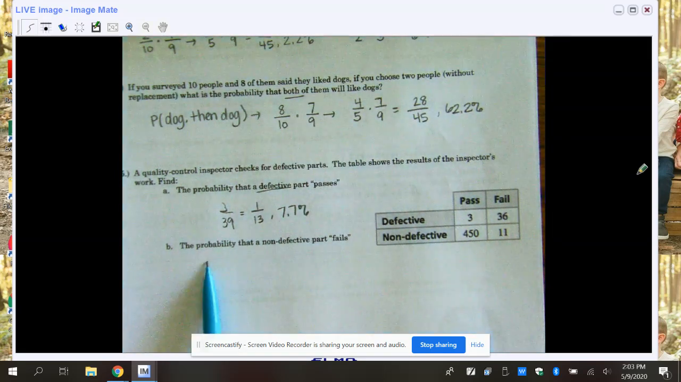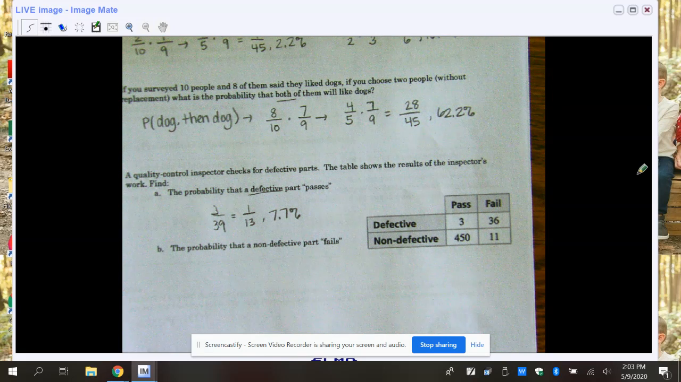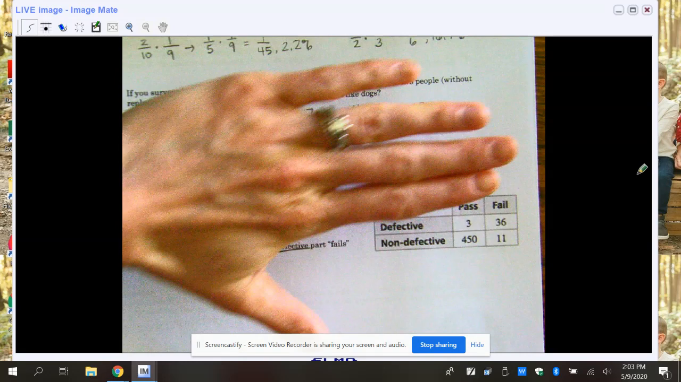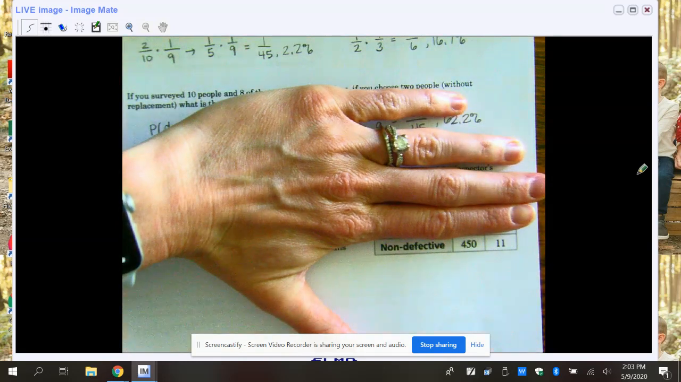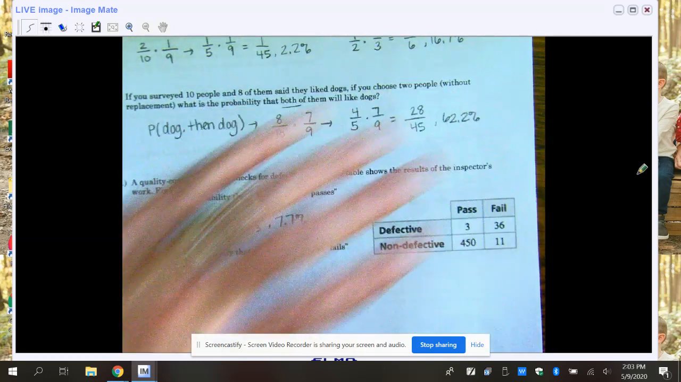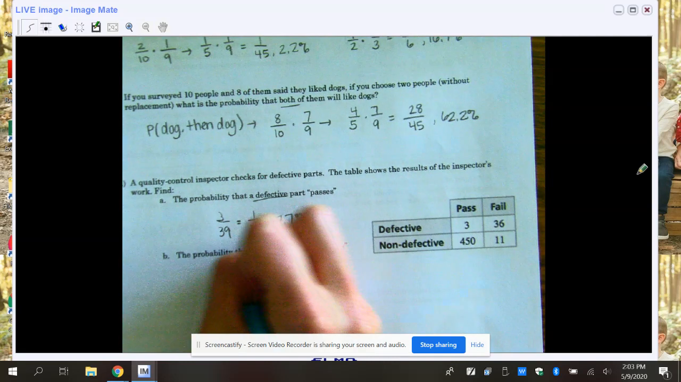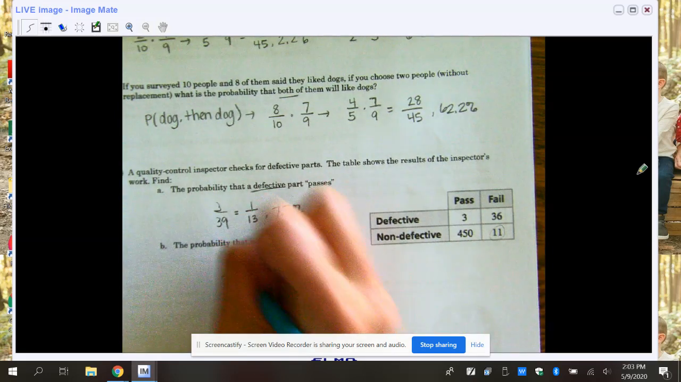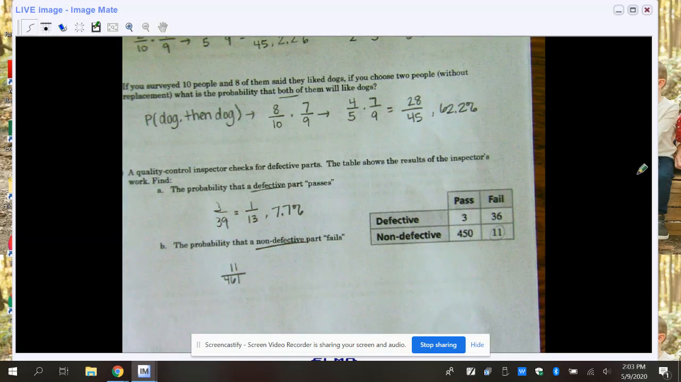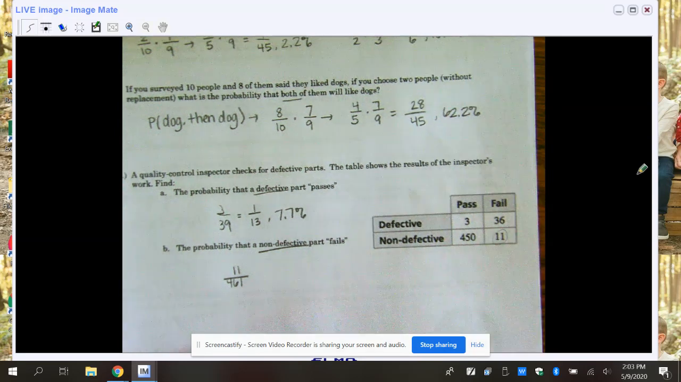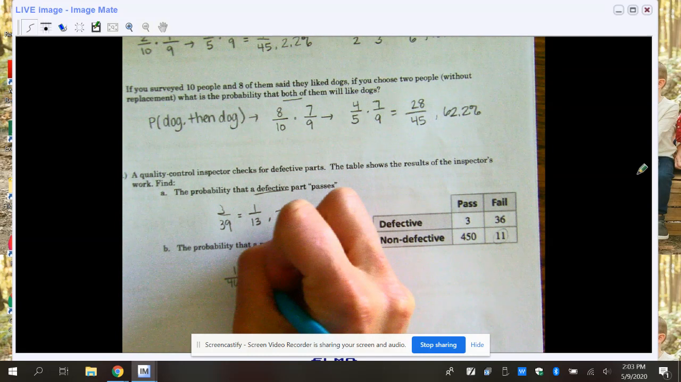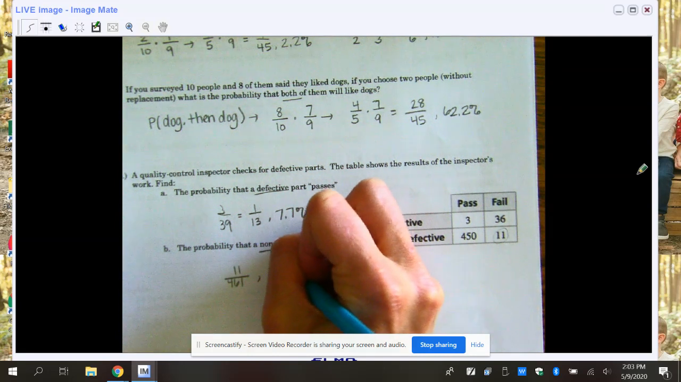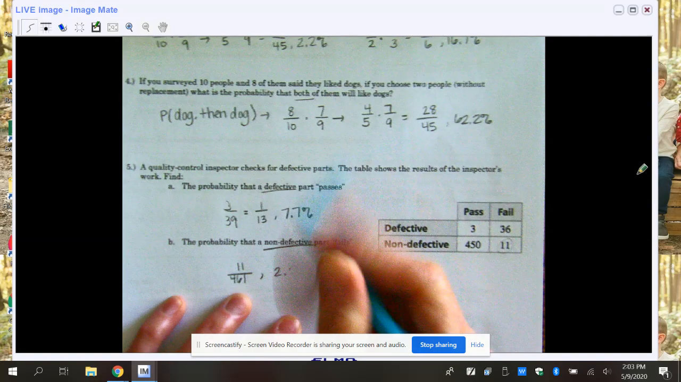Okay. And then this next one says, find the probability that a non-defective part fails. So I know that this is non-defective right here. So that's going to be 461 as my denominator. And of those 461, only 11 of them failed. So 11 divided by 461 is about 2.4%. Okay.